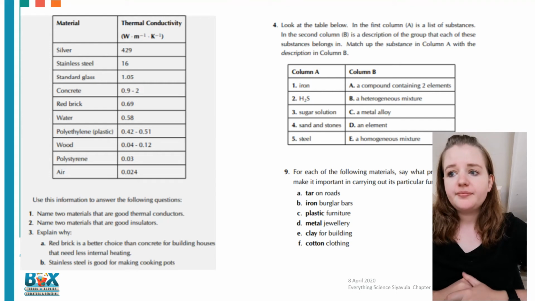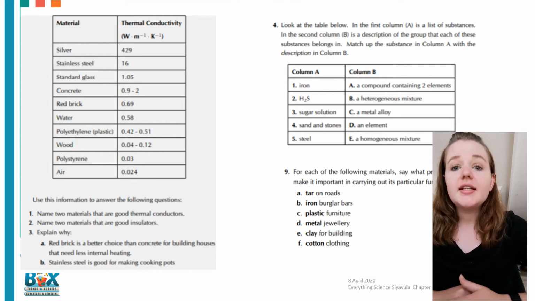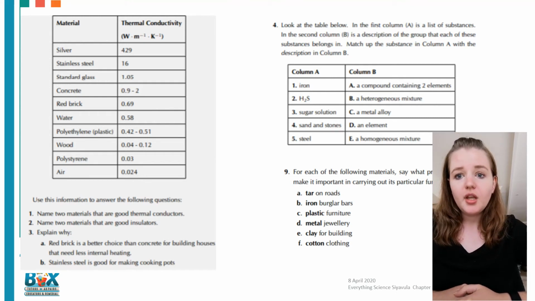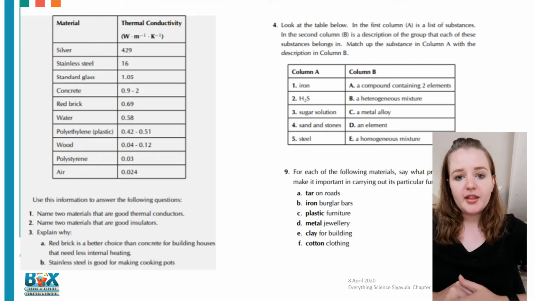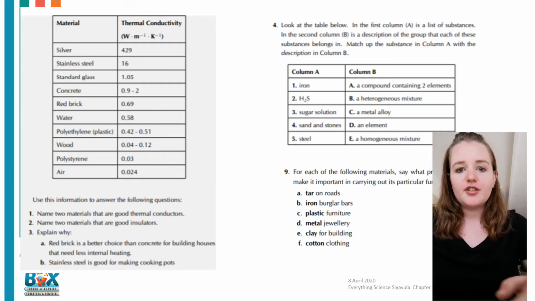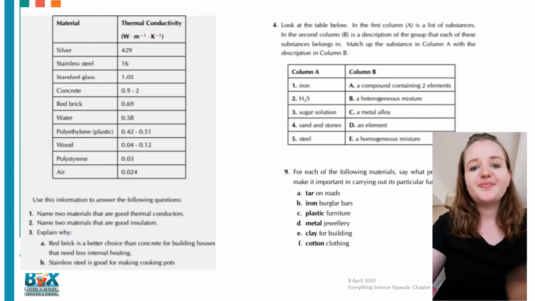Plastic furniture, so that is also durable, believe it or not. Metal jewelry, just because it's shiny and everyone loves shiny jewelry. Clay for building, it's easily molded, so you can have different types of clay structures built. And cotton clothing, it is fibrous, so that allows things to breathe. That's why they often say a lot of athletes should wear cotton socks, or if you work out a lot, to wear cotton socks because they allow your feet to breathe.